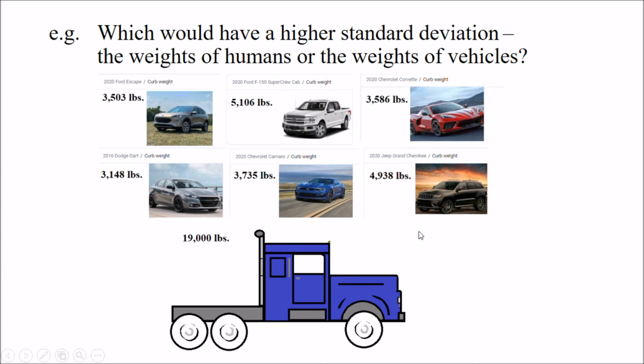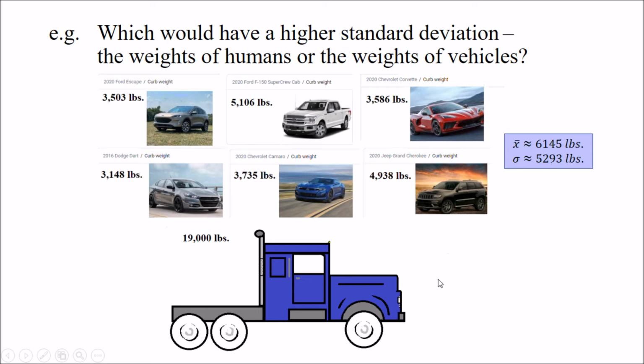You can see these numbers have a lot bigger spread than people. We range from, in this case, 3,148 all the way up to 19,000 pounds. The average is 6,145 pounds, but the standard deviation is 5,293 pounds, much larger than the 16.3 that we had when we considered the people.